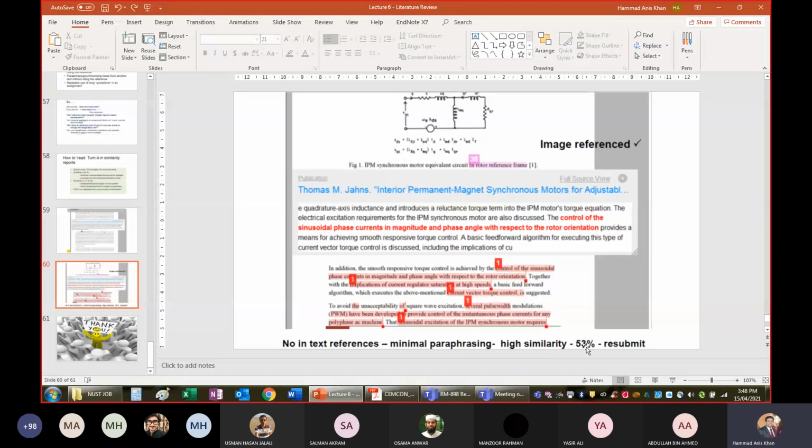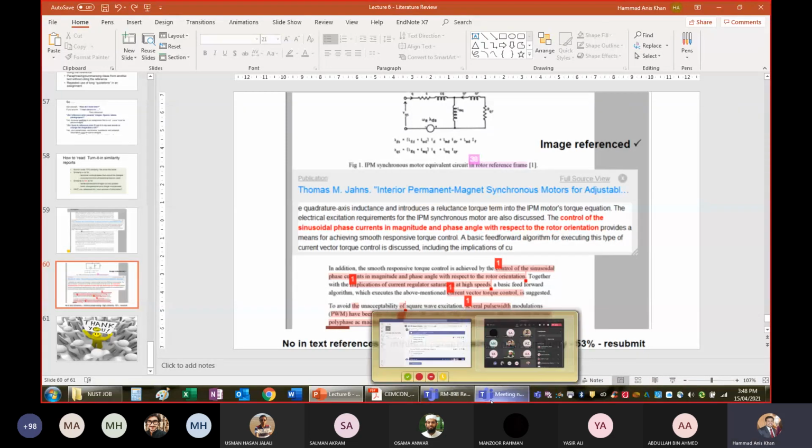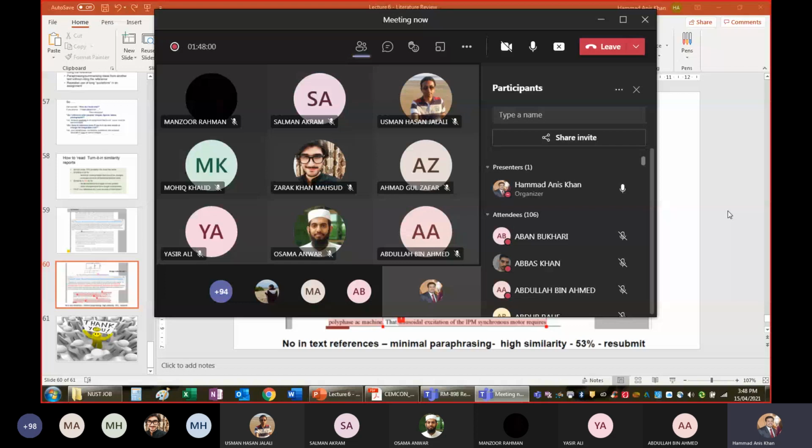So this is not allowed in plagiarism. So this is a high similarity of 53%. So if the similarity is high, you have to resubmit. The reason I pointed out this is that I found some people who have a very high similarity index in the first assignment. So this is not allowed, and this is a crime, in other words. That's why I've highlighted this in today's lecture. Any other question if you have in your mind?